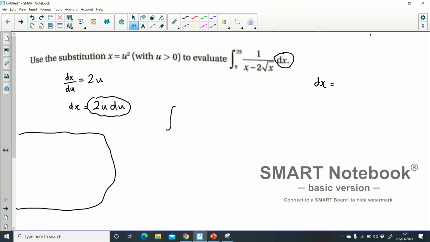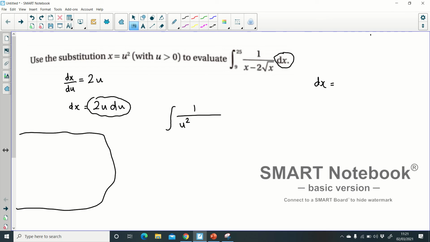Now, I need to get rid of the x's. Nothing's going to cancel out with this thing here, so I need to think, how can I replace the x and the root x with something? Well, let's just put in the substitution that was given to us in the first place. We just need to work with this substitution. If we need to rearrange it, great. If we don't need to rearrange it, then that's absolutely fine as well, because x is equal to u squared, which means instead of x here, I can put u squared.